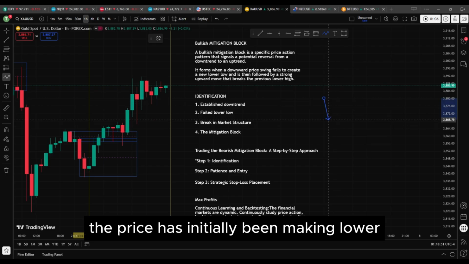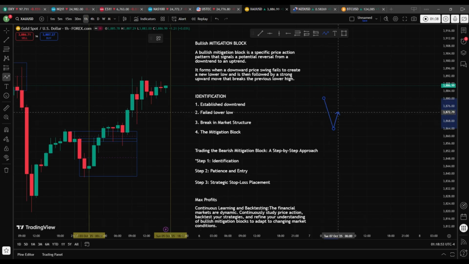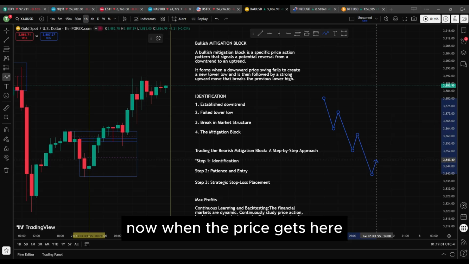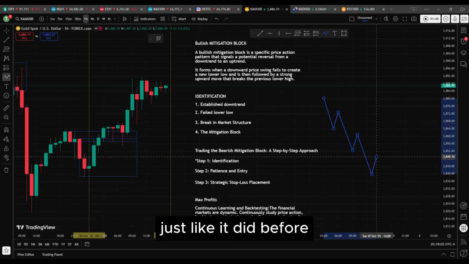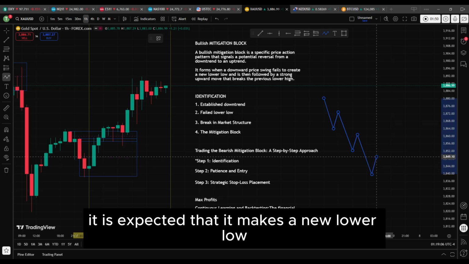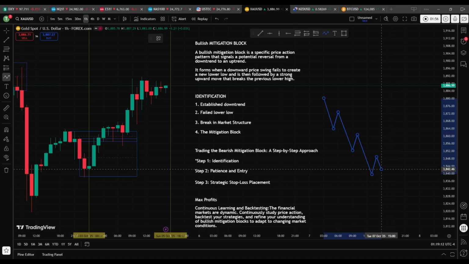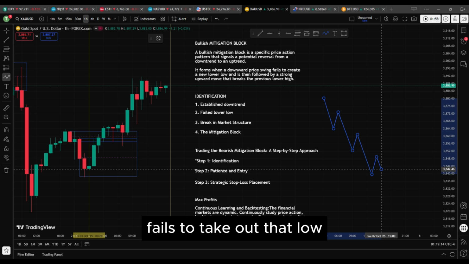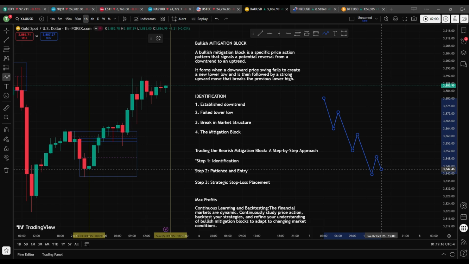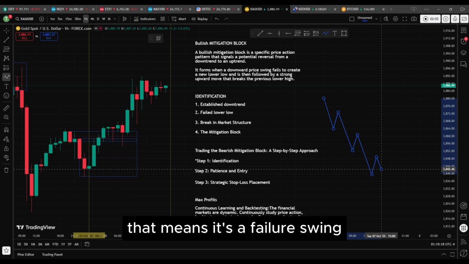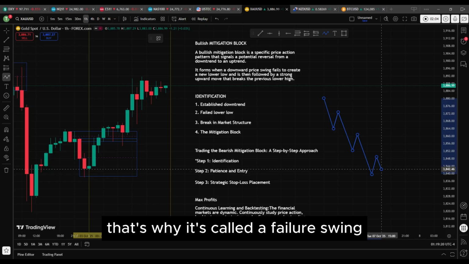The price has initially been making lower low, lower low, lower low. Now, when the price gets here, just like it did before, it's expected that it makes a new lower low. But no, instead, it fails to swing, fails to take out that low. That means it's a failure swing. That's why it's called a failure swing.